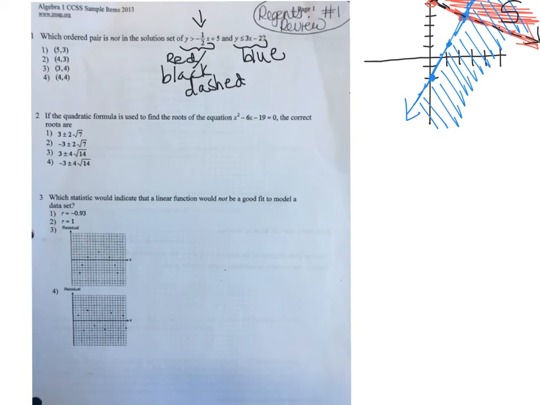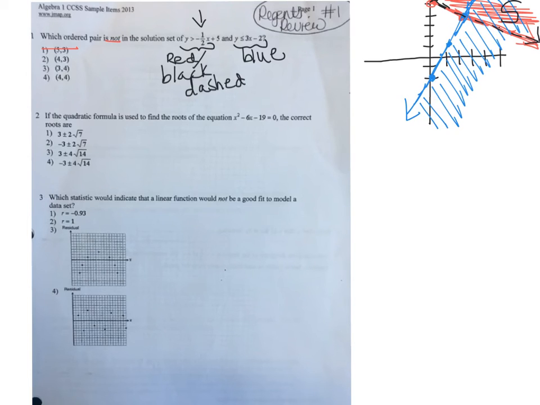On the graphing calculator, you'll be able to tell a little better than my picture here what ordered pair is in the solution set versus not in the solution set. So we're looking for the one that's not. (5, 3) works, so choice 1 does work, so we can't use that as the answer.